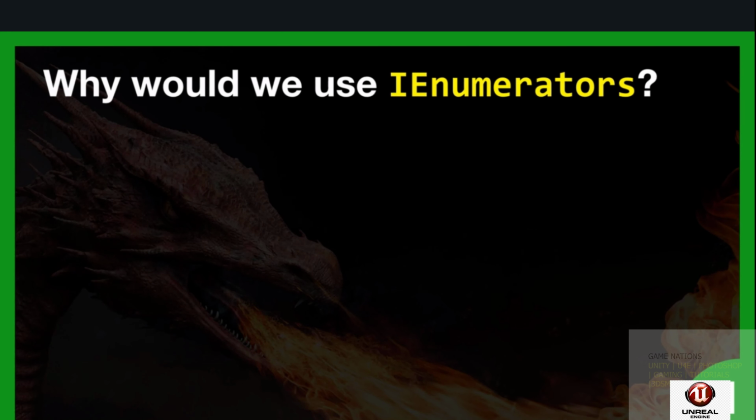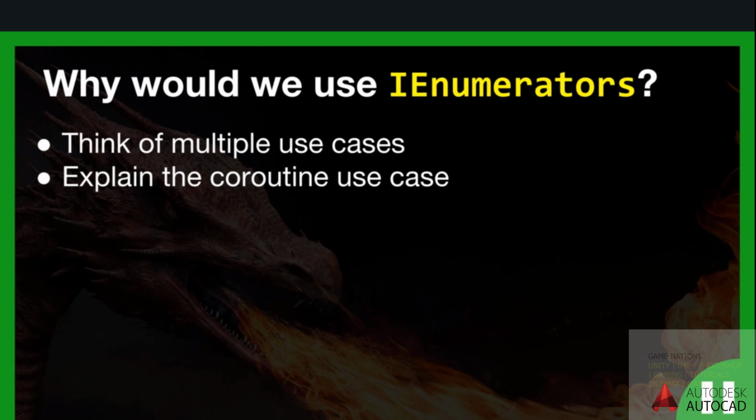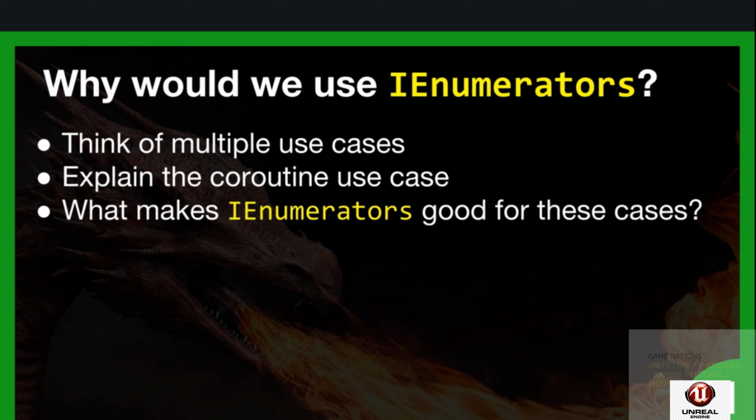So I would like to challenge you to have a little think about why we use IEnumerators. Think of at least a couple of use cases, one of which is going to be the coroutines, of course. Explain the coroutine use case, but think of some others as well. What other use cases can you think of for IEnumerators? And what makes IEnumerators good for the particular use case that you're thinking up?